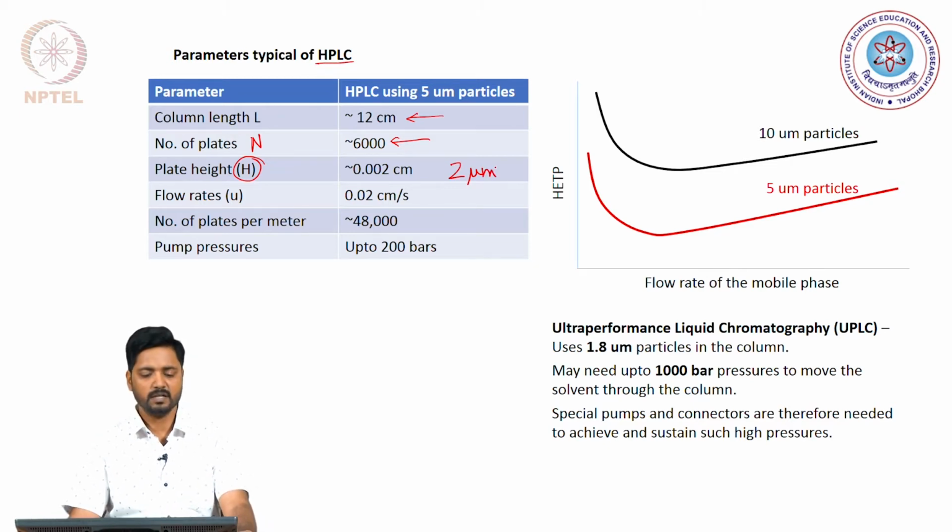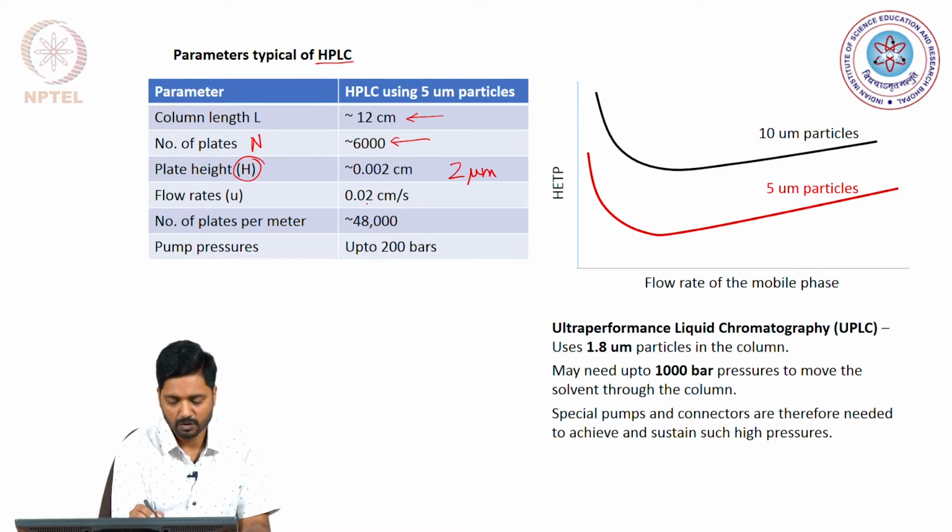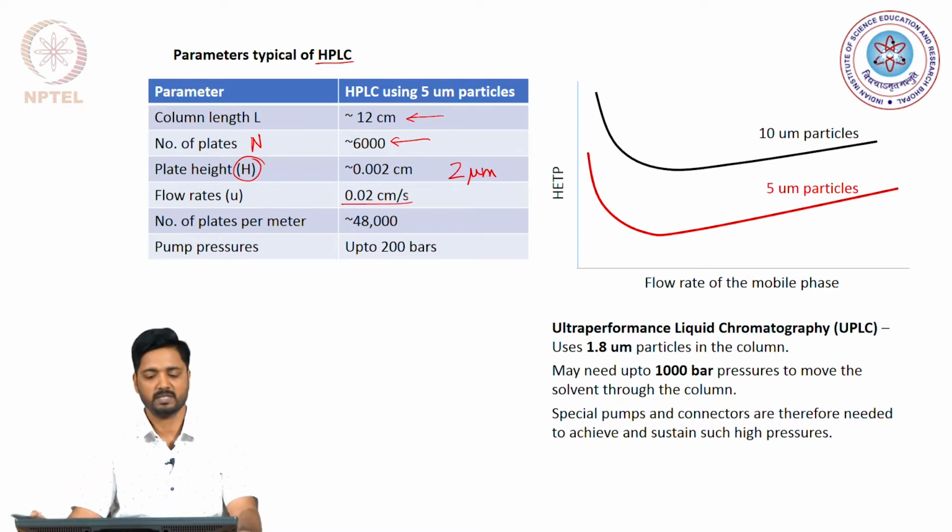The flow rates that are typical of high performance liquid chromatography aren't very high, as mentioned previously, because very high flow rates will result in reduced efficiencies and will also result in increased column bleeding. So, the flow rates here are of the order of 0.02 centimeter per second, and these are sufficient for us to achieve the chromatographic separations that are to be undertaken through high performance liquid chromatography.